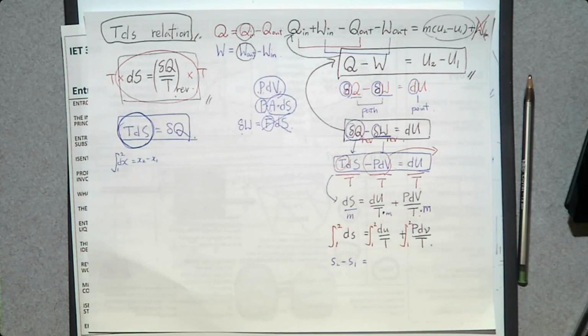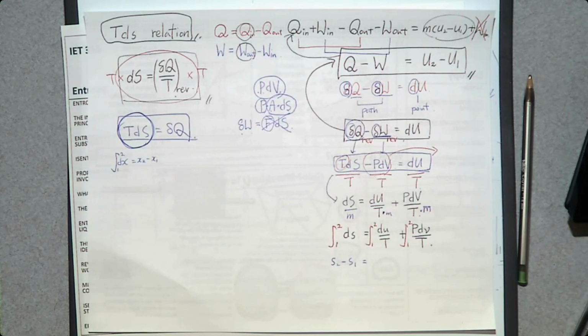Yes. Then, can you integrate du over T? How? Can you integrate du over T or not? Yes and no. The answer is no, because if this T is constant, the T comes out, then you can integrate it. It's going to be u2 minus u1. But we do not know the relation between u and T. So until you find the relation between u and T, you cannot solve this one.